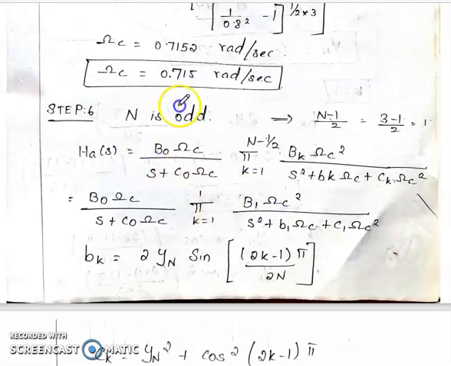For an odd order function, we consider the equation H of s equal to b0 omega c by (s plus c0 omega c), multiplied by the product over k equal to 1 to (n minus 1) by 2 of bk omega c square by (s square plus bk omega c s plus ck omega c square). Now we consider this n minus 1 by 2, which we have as the value 1. So we replace these terms and substitute them in this equation, giving b1 omega c square by (s square plus b1 omega c s plus c1 omega c square).